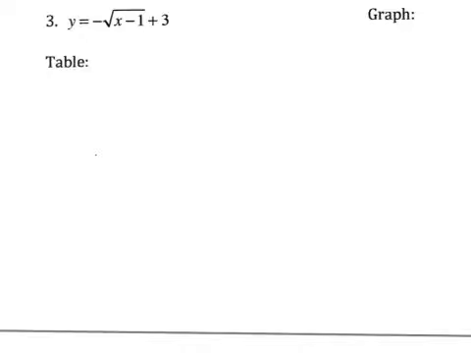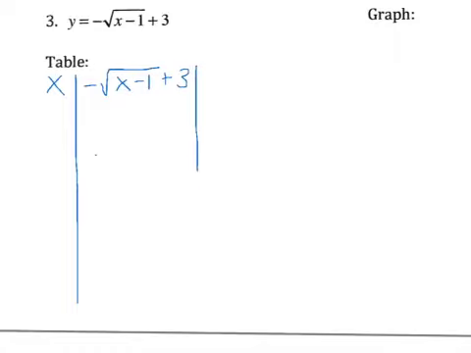For the next problem, we have y equals negative square root of x minus 1, plus 3. So again, we have a number inside with the square root, so we need to be careful about what numbers we plug in. And we also have this plus 3 that's on the outside. That's going to be added in later. So the first number I'm going to plug in is 1.